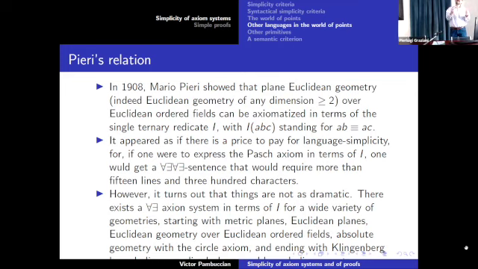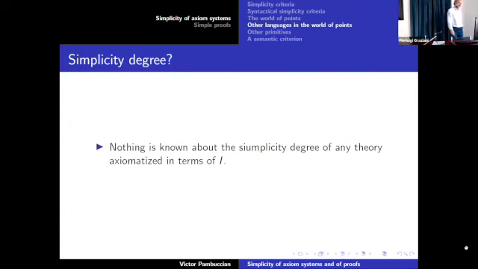You can say the metric is Euclidean. Then you get Euclidean geometry over Euclidean ordered fields. And you get absolute geometry with a circle axiom, and you end with this Klingenberg generalized hyperbolic geometry. So the theory is not as monstrous as it appears. So from the point of view of quantifier complexity, it's the easiest that you can get. There is an axiom system that is universal existential.